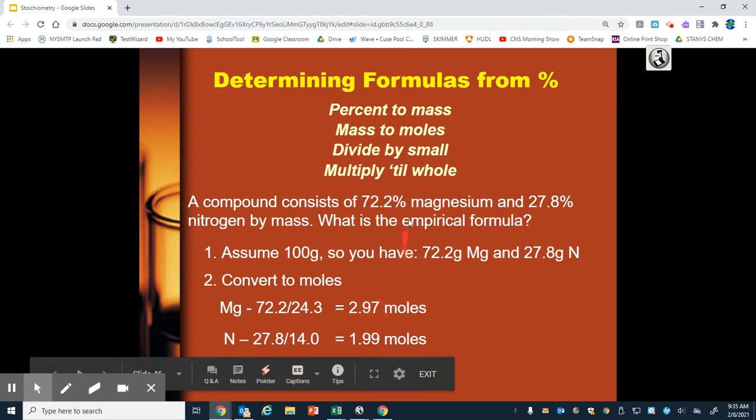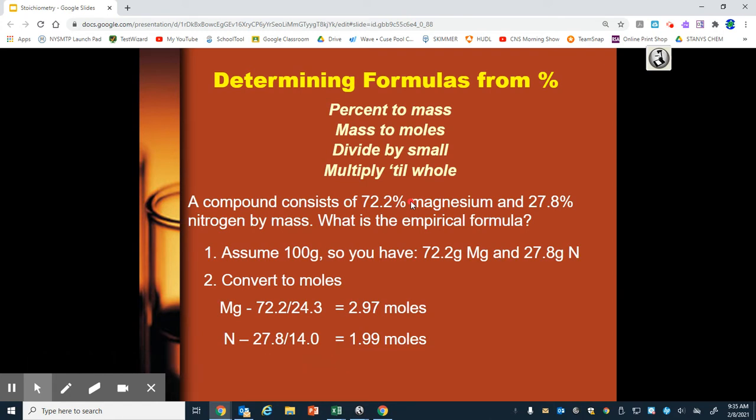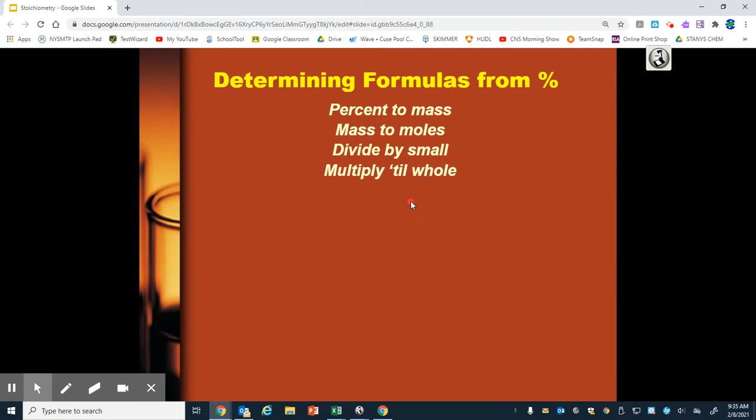In this case, we have 2 numbers. Sometimes you might have 3, sometimes you might have 4. 4 is usually not very common. But you're going to divide all those numbers by the smallest number that they give you. So in this case, we have 2.97 and 1.99. Ignore that there, I forgot to take that off. Divide them by the smallest number.